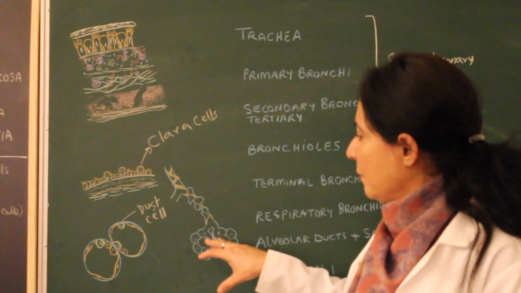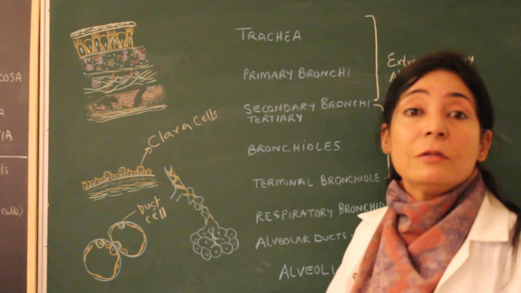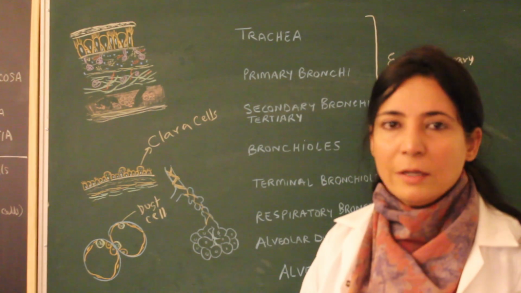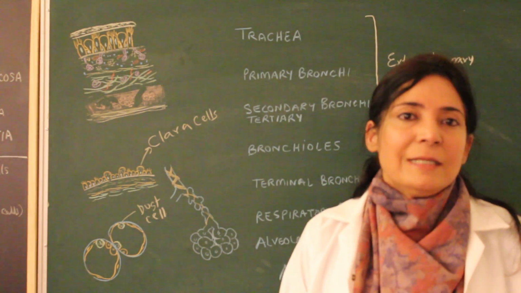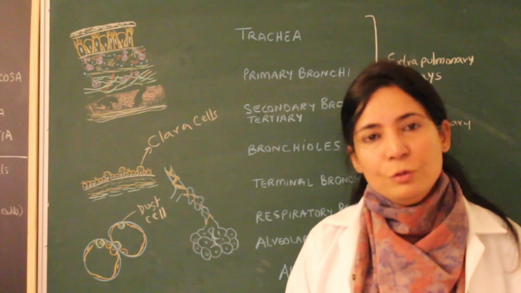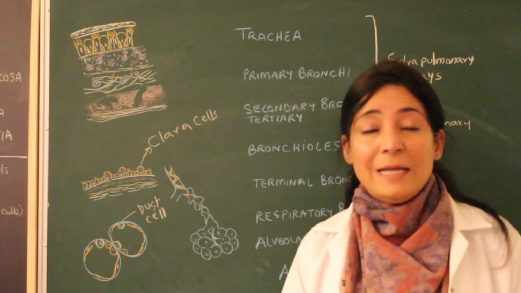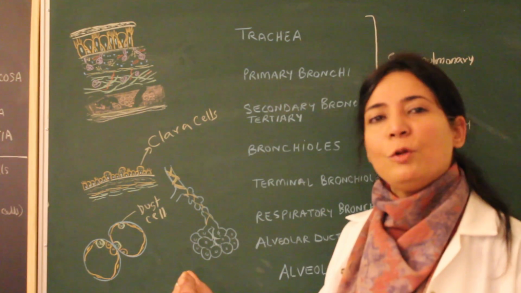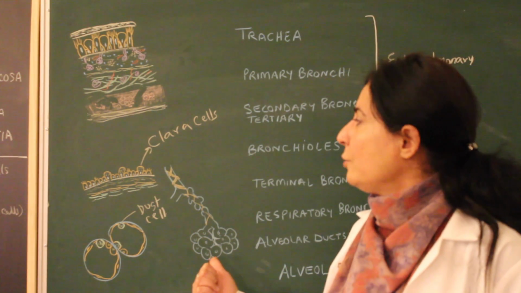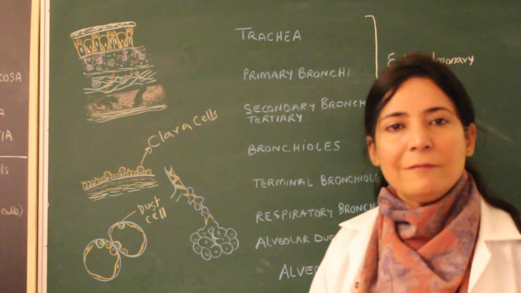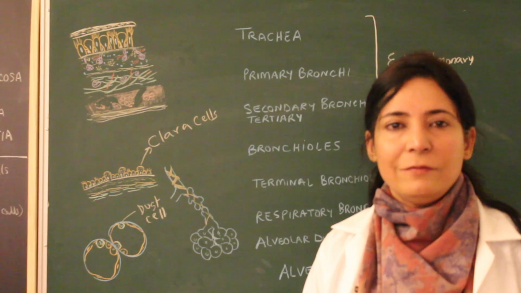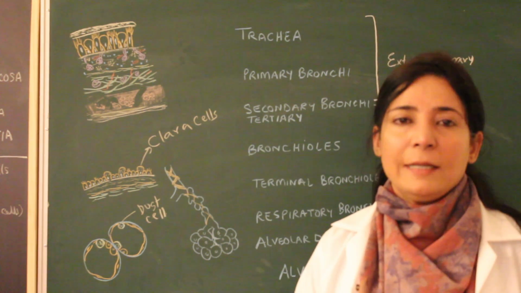Even once it reaches the level of alveoli, even the Clara cells are missing. No Clara cells, because the surfactant has been produced by the type 2 pneumocytes, so there is no need of Clara cells. The responsibility of defense has been taken care of by the alveolar macrophages. So I hope that you have understood the basic functional histology of the respiratory system, and I hope that it will help you.